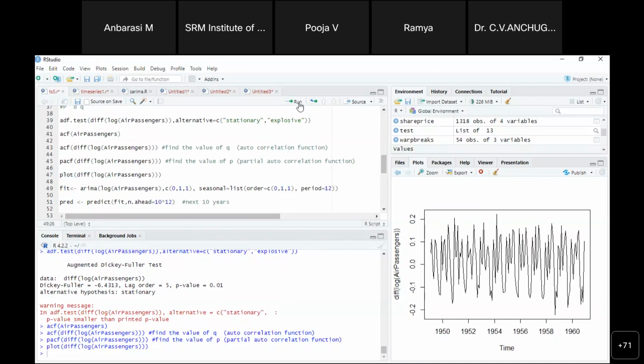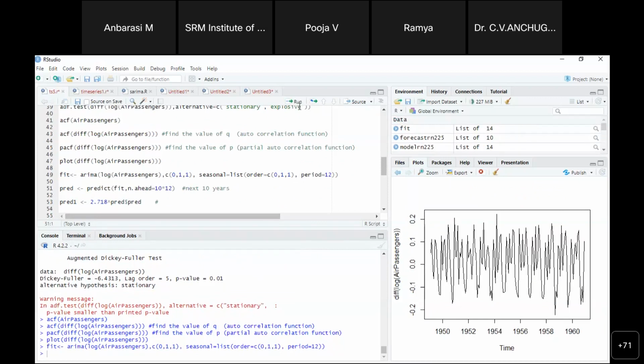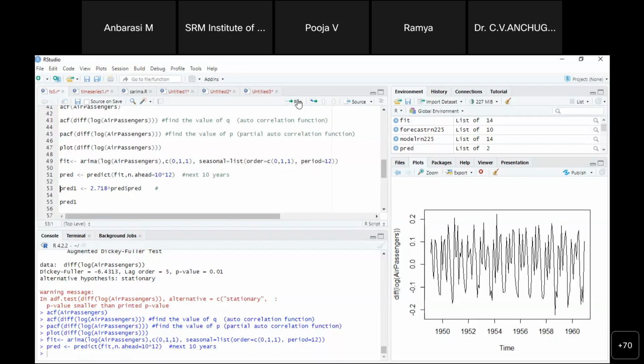So after that, what are you going to do? We are going to fit the model, using this ARIMA function. Whatever values we have calculated for ACF and PACF, based on these we can fit the model, and then we can predict the data. We are going to predict the next 10 years, how the values could be till 1970. So we are going to predict it.